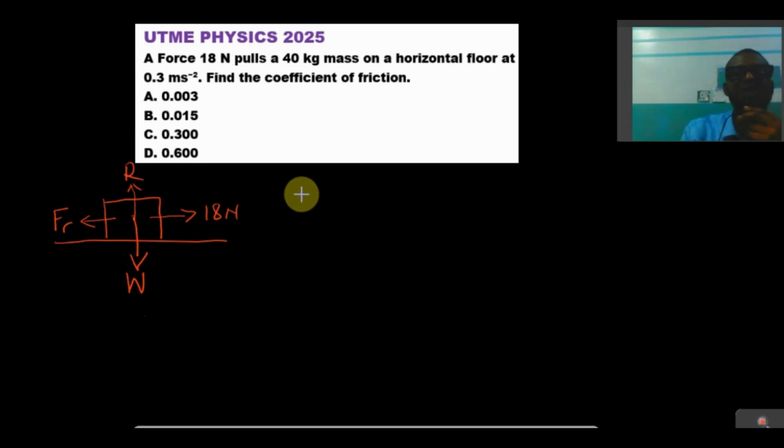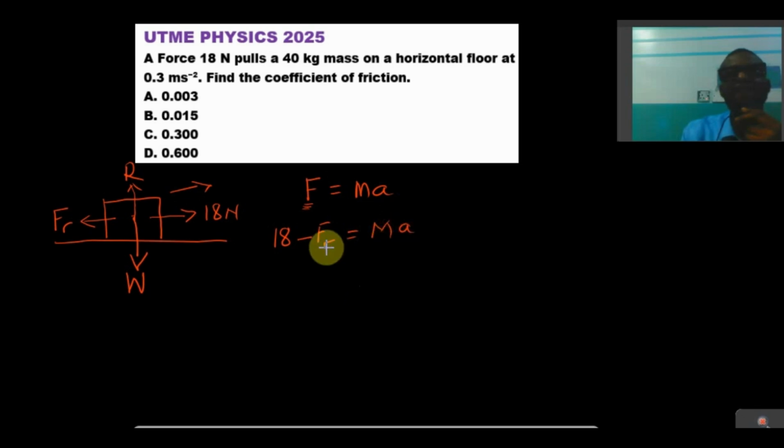Now, this object is already moving with an acceleration of 0.3. Remember the formula for force: force is equal to ma, mass times acceleration. But since this body is moving in the direction of the pulling force, it has overcome the frictional force, and both of them are acting opposite to each other. Therefore, the resultant force here will be 18 minus Fr, the frictional force, equals ma.